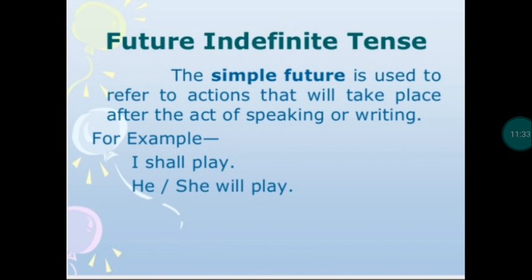The future indefinite tense is also known as the simple future tense. It's used to refer to actions that will take place after the act of speaking or writing. For example, I shall play, he will play, she will play. That means this has not taken place as yet, but it will take place somewhere in future.